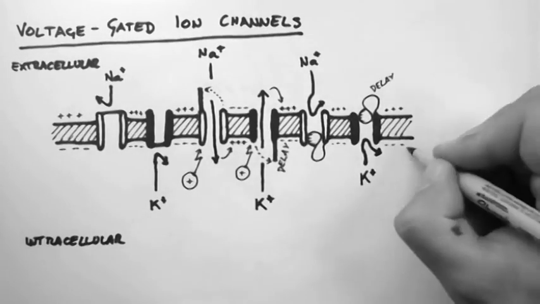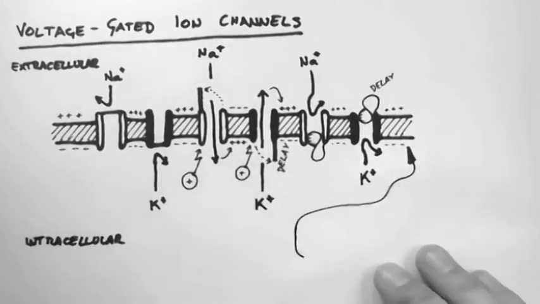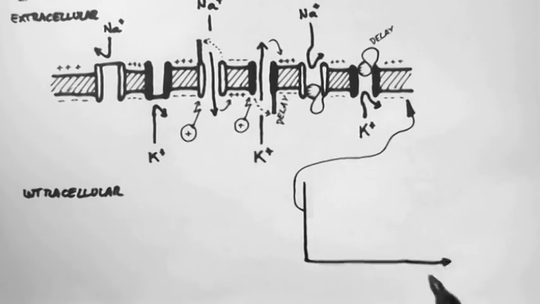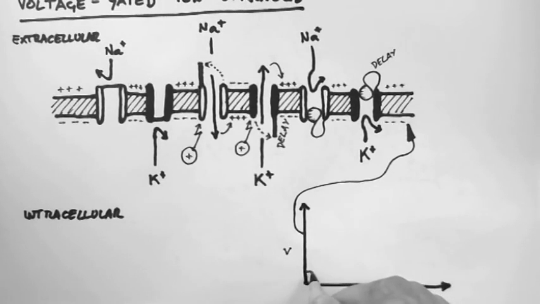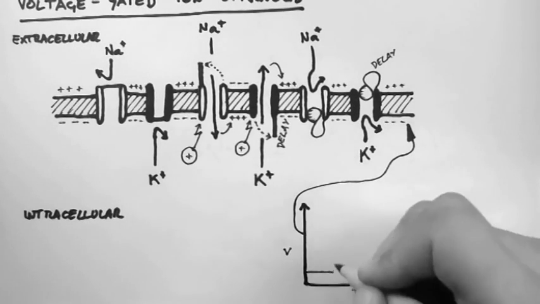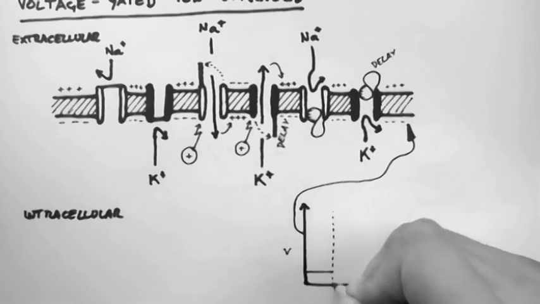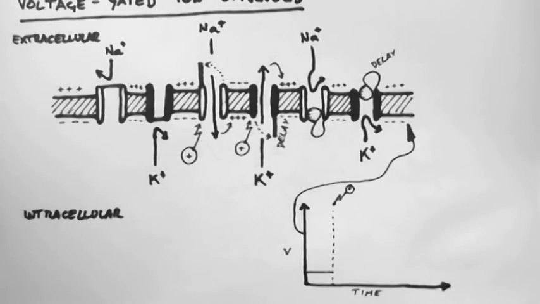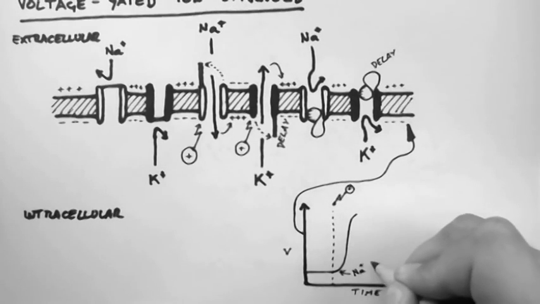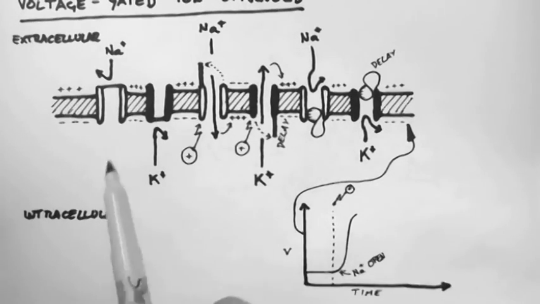So if we look at a voltage recording taken inside the cell, and we look at voltage versus time, then we start with our resting membrane potential. Then we applied our stimulus, and this opened the voltage-gated sodium channels. The cell becomes more positive, and we can see that on this graph.